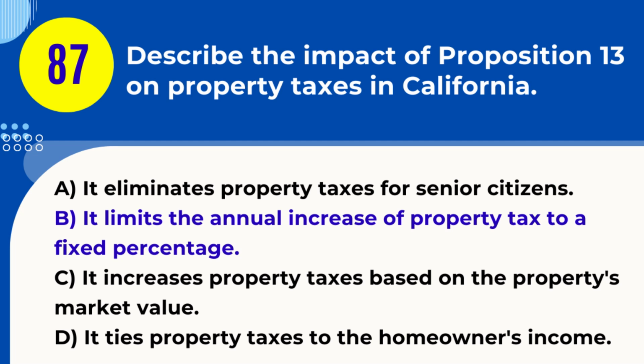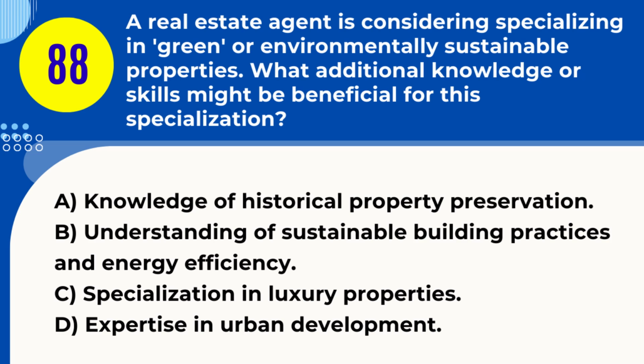tax bills. Question 88. A real estate agent is considering specializing in green or environmentally sustainable properties. What additional knowledge or skills might be beneficial for this specialization? A. Knowledge of historical property preservation. B. Understanding of sustainable building practices and energy efficiency. C. Specialization in luxury properties. D. Expertise in urban development.